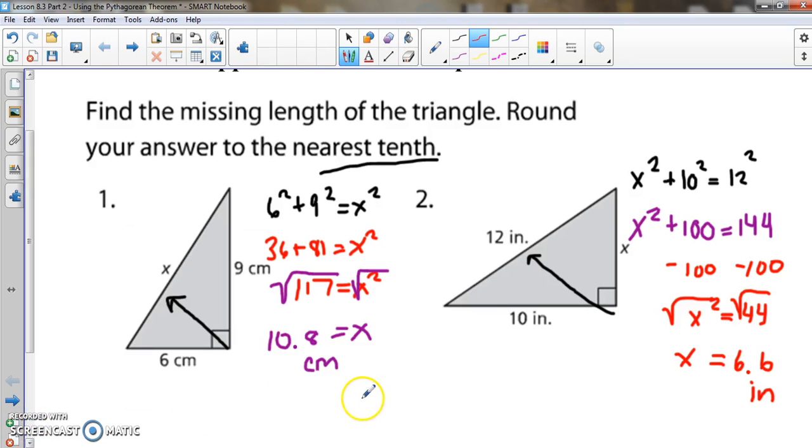Alright guys, here are the correct answers for your warm-up question. If you take a look after you simplified, you would end up with 117 equals x squared. Remember, to get rid of a square, you have to square root. Do it to both sides because they have an equation. Everything has to stay balanced.